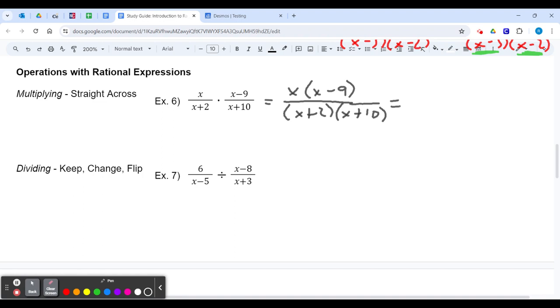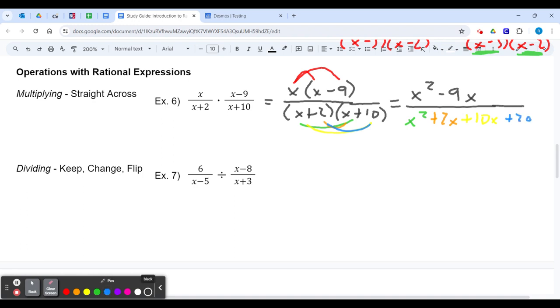Some of you might like using the box method to work on the bottom problem. I'm going to do this in one step here. Up top, I get x squared minus 9x by distributing in. On bottom, I go x times x is x squared plus 2x. Then we go plus 10x. And lastly, plus 20.